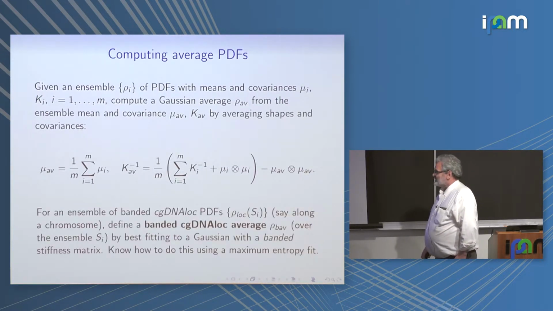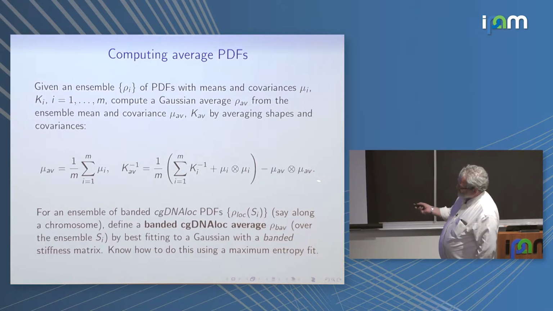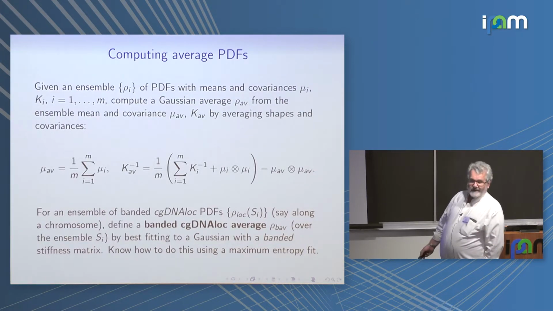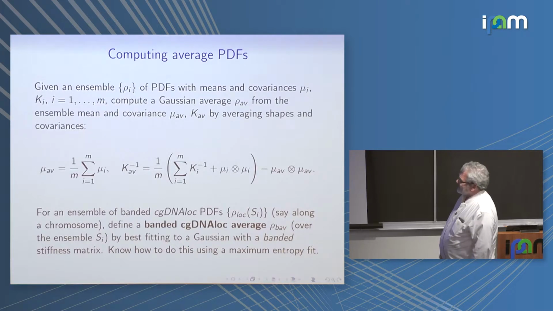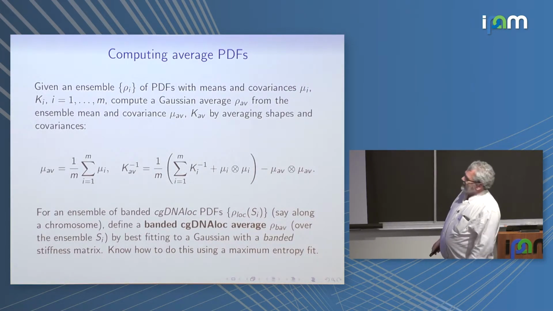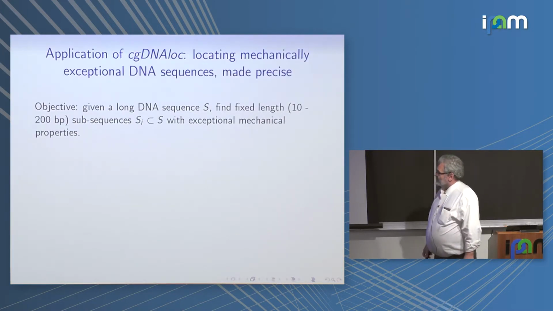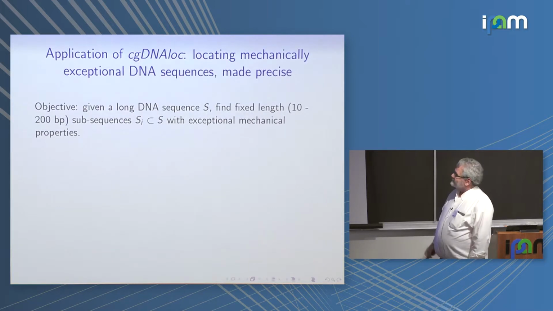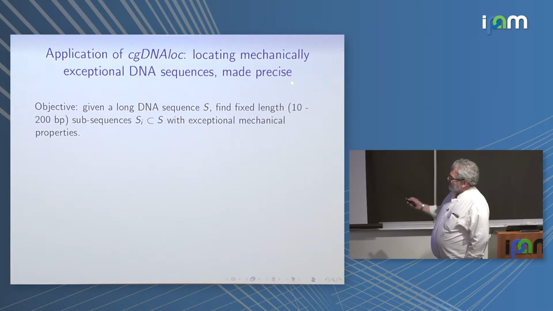One small problem is that if you do that procedure where the Ks are banded, the inverses are not banded, and the average of the inverses of banded matrices is not banded. So what we actually have to do is get this average covariance whose inverse is not banded, and then fit the best banded stiffness matrix to it. There's some cool linear algebra about that as well, which we might or might not get to. Okay, fine.